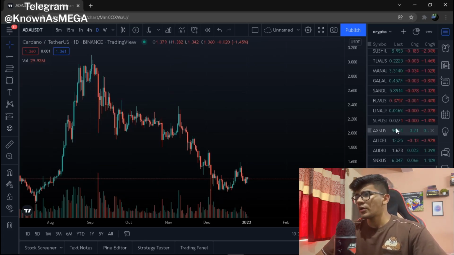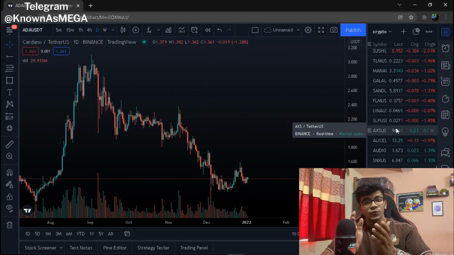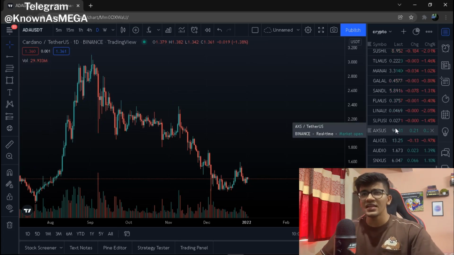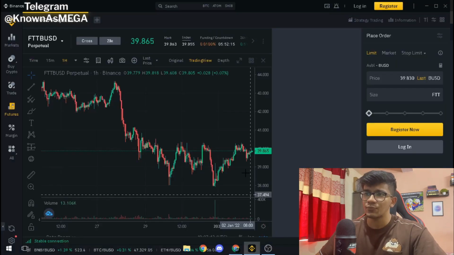And obviously, you can also take independent trades on the cryptos that do not follow BTC. So basically that's how you are supposed to select cryptocurrencies.